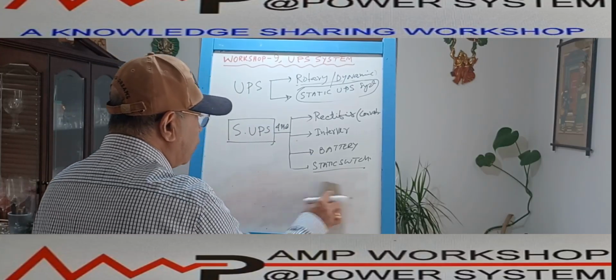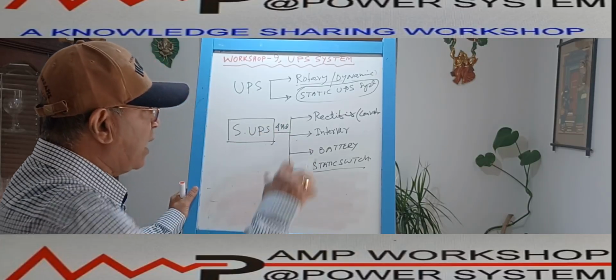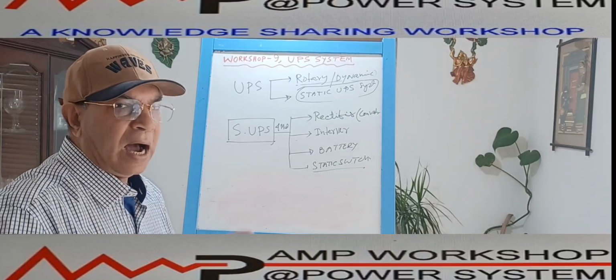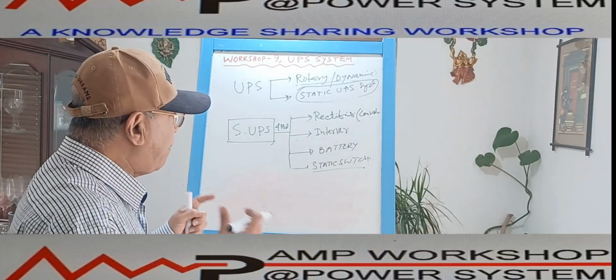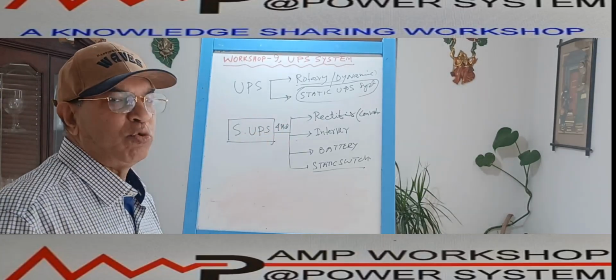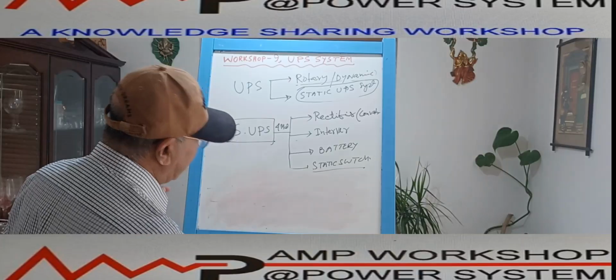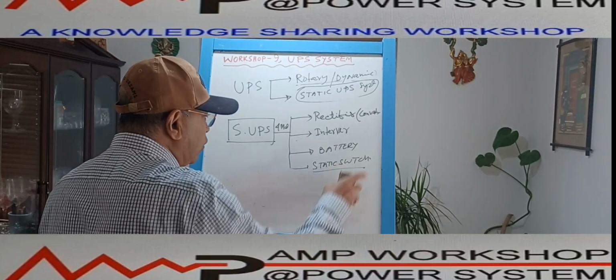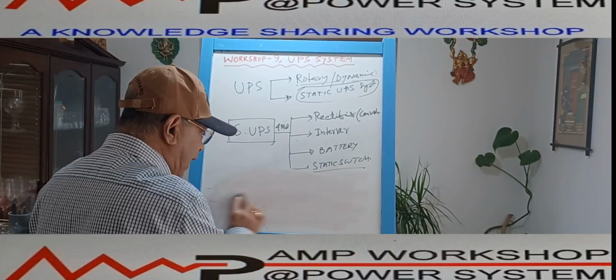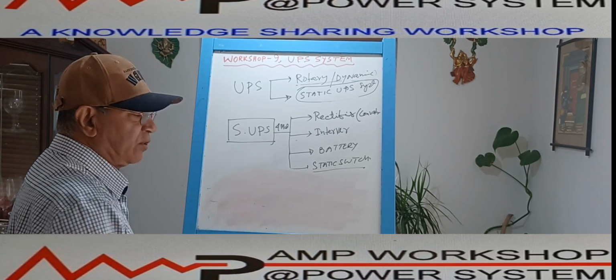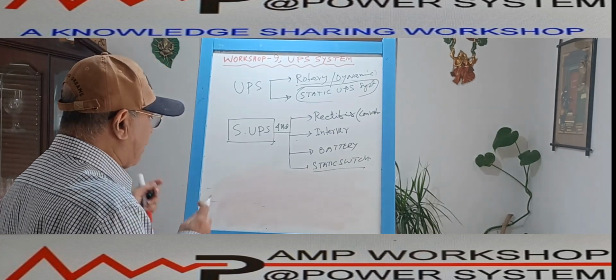Now if we look into how all four modules are interconnected to offer us a static UPS system, if we want to draw that diagram, how these four modules in the static UPS system are connected, we can draw the system. First, we are giving a power supply.